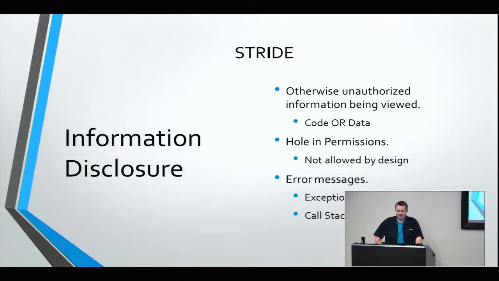The I is information disclosure. Similar to tampering, except information isn't being changed. It's just being viewed by someone who normally would not be able to see it were it not for this vulnerability. This can be extremely dangerous under the right circumstances. It seems a little innocuous at first, but when you work into the cases of it, it can get pretty dangerous. Errors especially can reveal a ton of information.